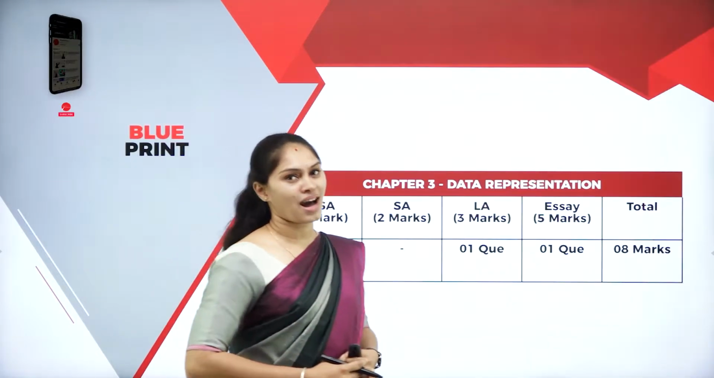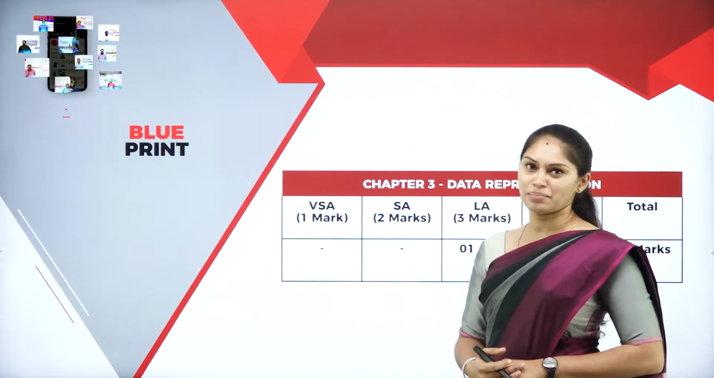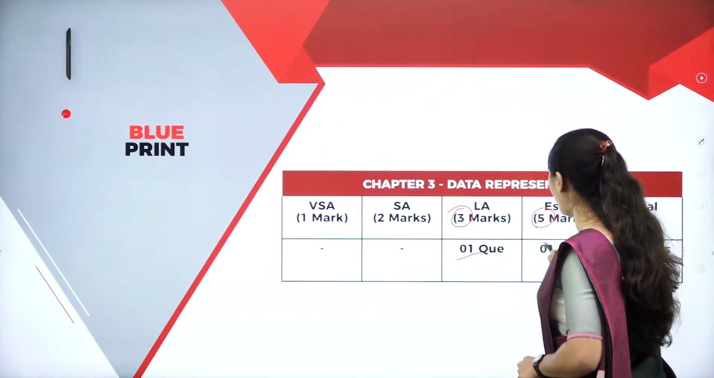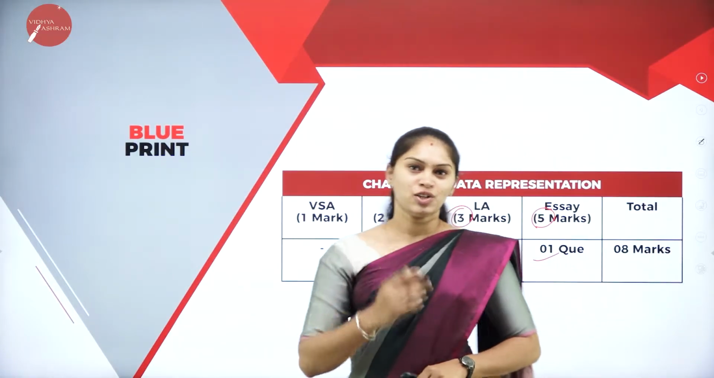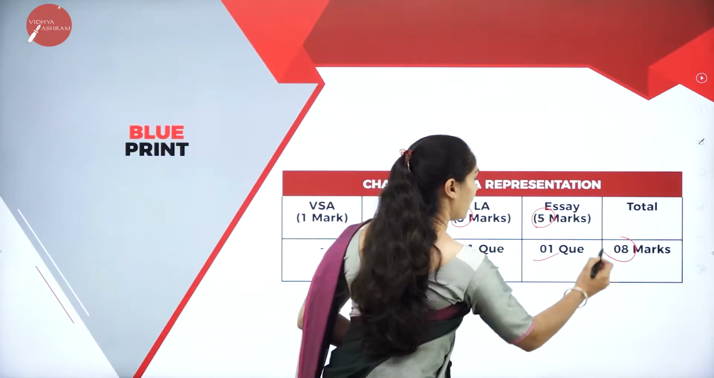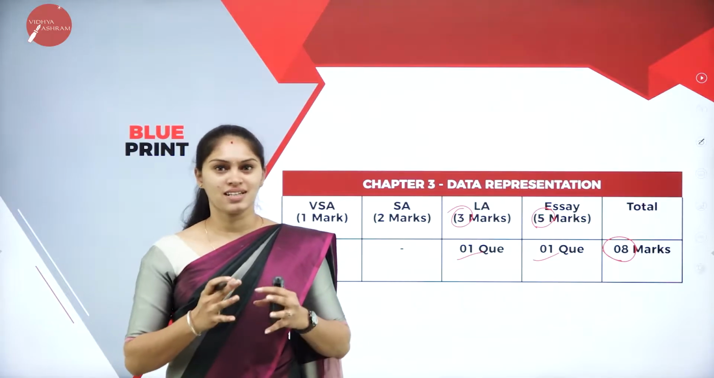Then what about the marks weightage for this chapter? In total you are going to get 8 marks from this chapter. You will get one 3-marks question and one 5-marks question. Totally you will be getting 2 questions from this chapter, for a total of 8 marks. So this is regarding the marks distribution of this chapter.